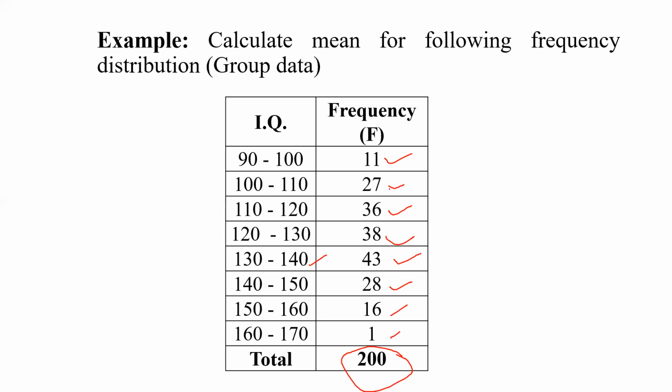So this data is totally hypothetical. Here I have written IQ, but it may be systolic blood pressure. Then 11 students' systolic blood pressure lies between these limits, 27 lie between 100 to 110, 36 lie between 110 to 120. So likewise, we have one grouped data set. Now our aim is to calculate the arithmetic mean. So how will we calculate it?